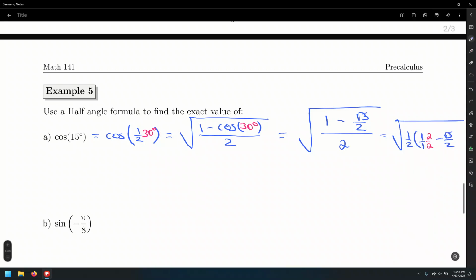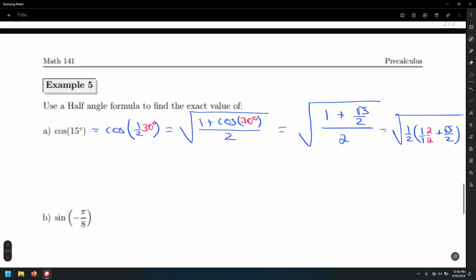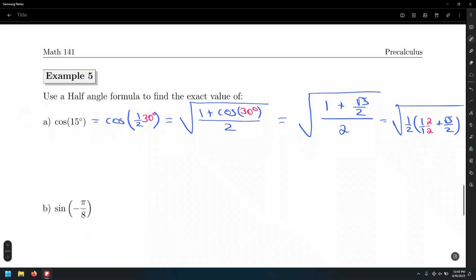That's so we can combine the 2 fractions together inside of this. So that's the square root of 1/2 times 2 halves plus root of 3 halves. Well, that's simply 2 plus root of 3 over 2.